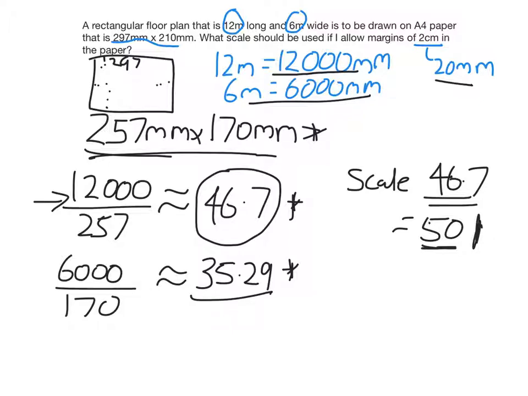So the scale I'm going to use is 1 to 50. And remember, the second number is going to be larger here because it's a reduction. The scale drawing is smaller than the object, in this case the room. All right, I have just one more quick example to go.